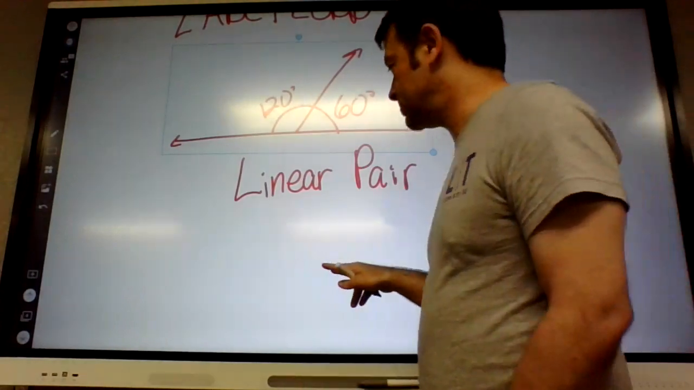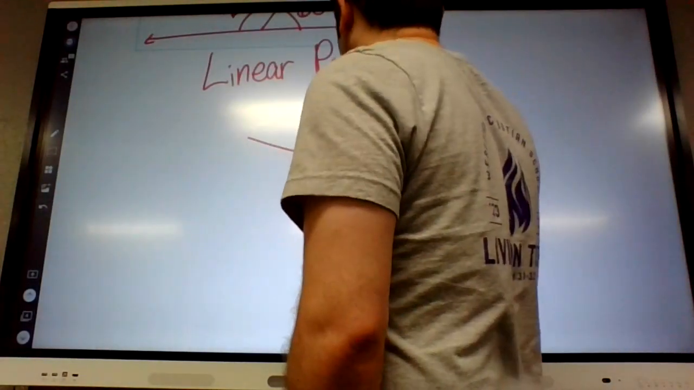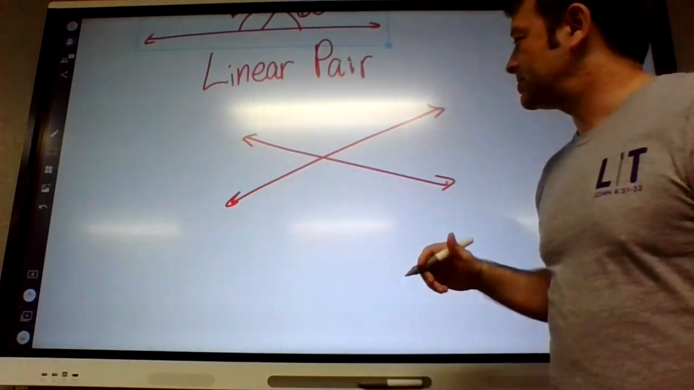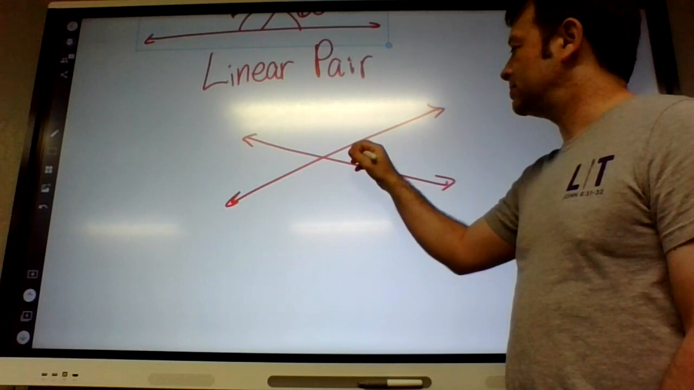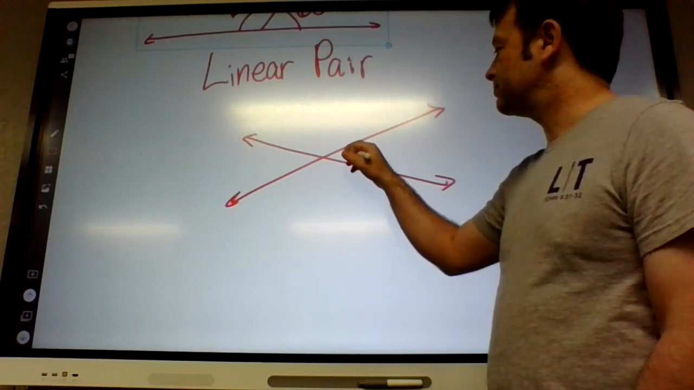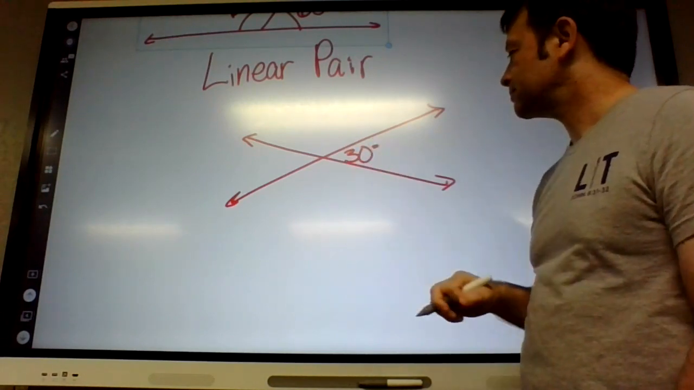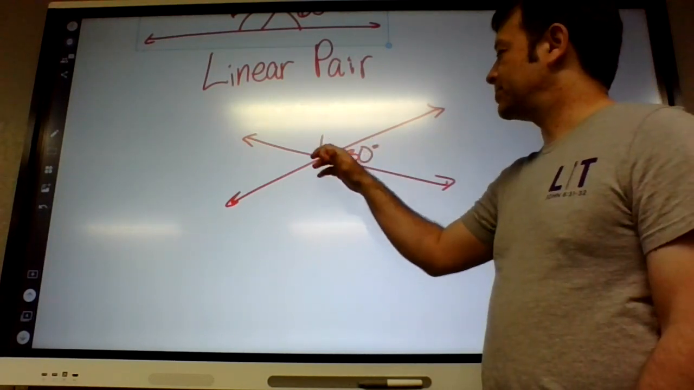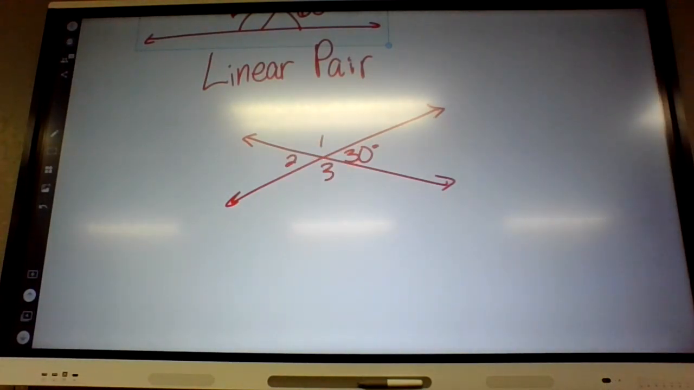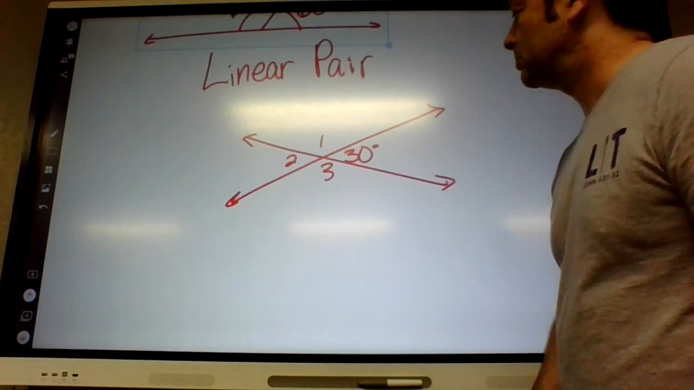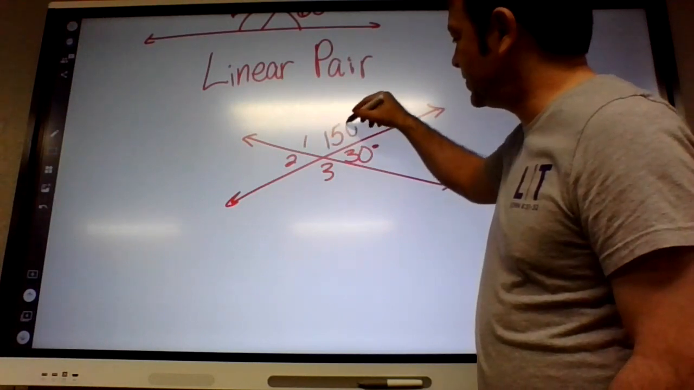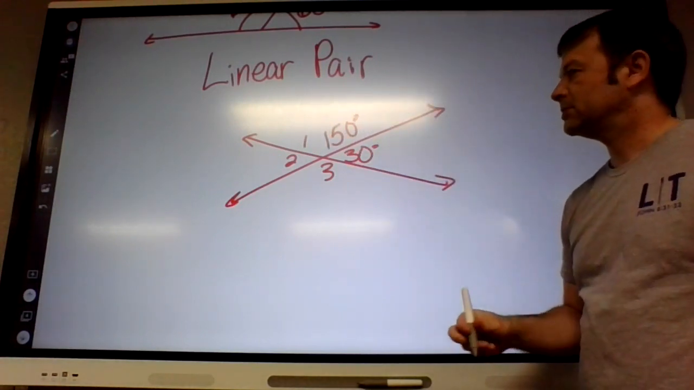Okay, what else? Let's say that this angle is 30. If that angle is 30 degrees, what would angle 1 have to be? 150. Why is it 150? Because 180 minus 30 is 150.